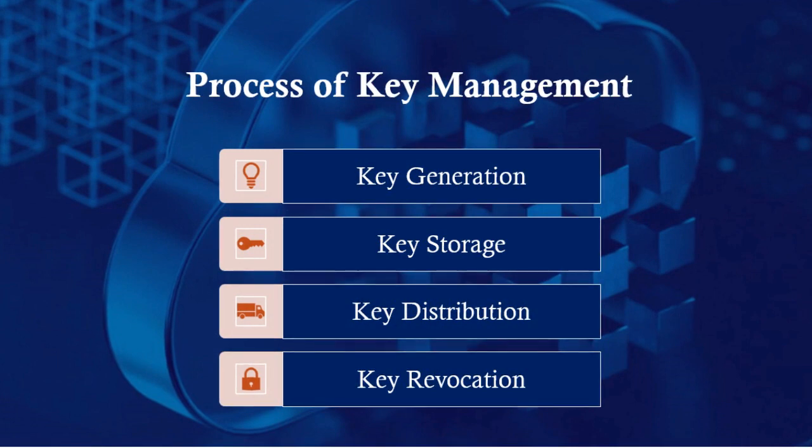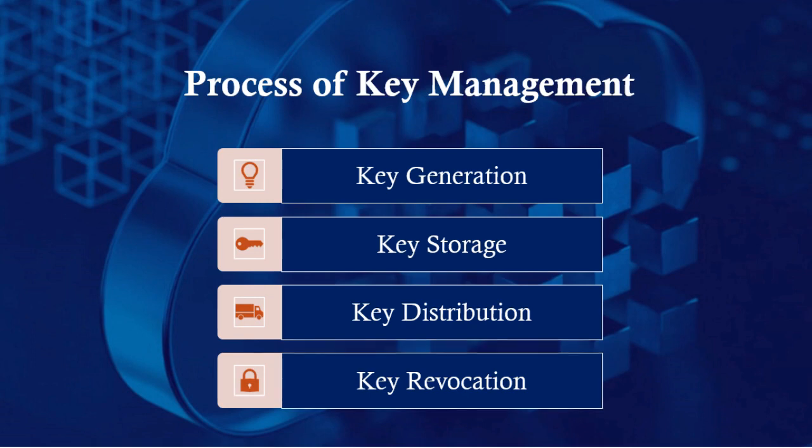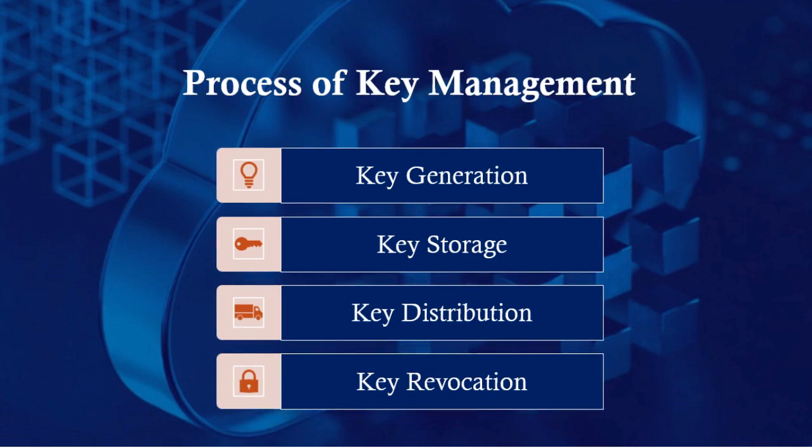Step 1 is key generation. Cryptographic keys are generated using a secure random number generator or a key derivation function. The keys must be of sufficient length and complexity to resist attacks. Step 2 is key storage. Cryptographic keys must be stored securely to prevent unauthorized access or theft. Various key storage mechanisms are available, including hardware security modules, smart cards, and software-based key stores.